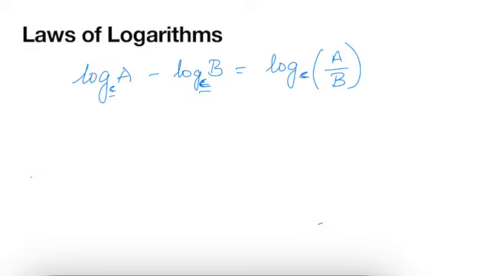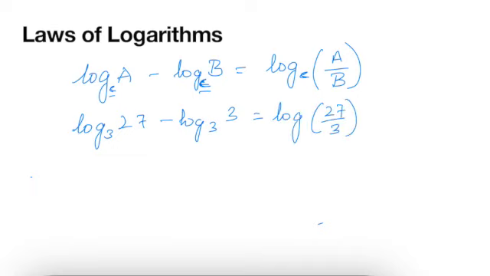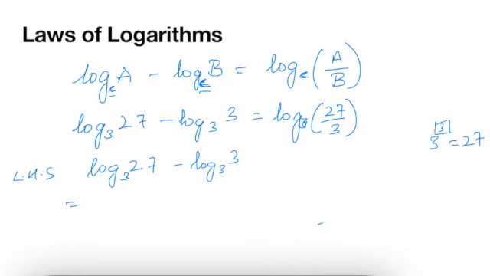So let's say log 27 to the base 3 minus log 3 to the base 3 is equal to, applying this rule here, log 27 by 3 to the base 3. Okay, so let's see if we can do this. LHS is log 27 to the base 3 minus log 3 to the base 3. We know that 27 is nothing but 3 cube. So the answer to this function is 3, and 3 to the power 1 is equal to 3, so log 3 to the base 3 is nothing but 1. So we got the answer as 2.